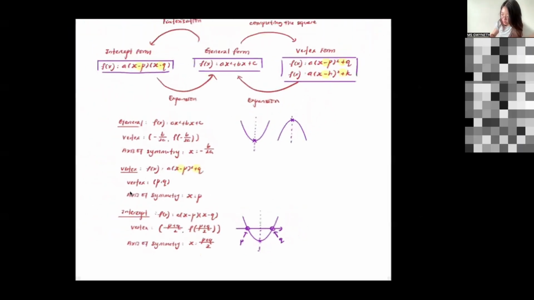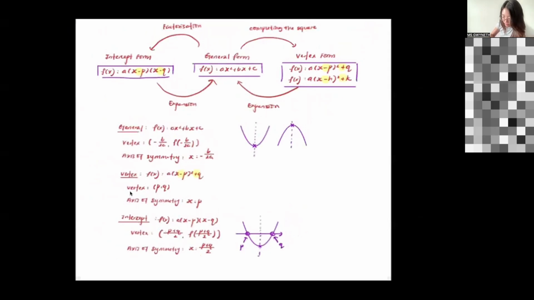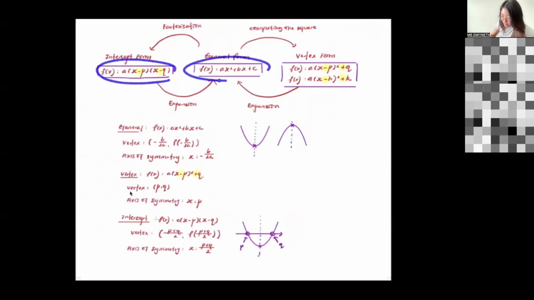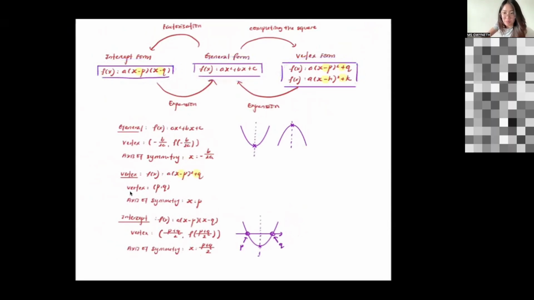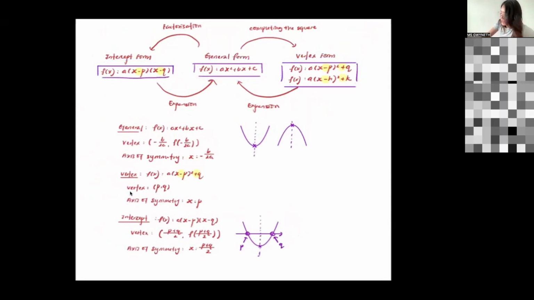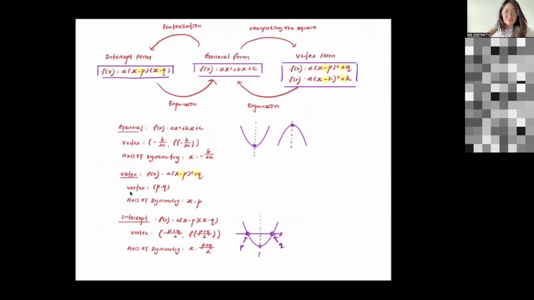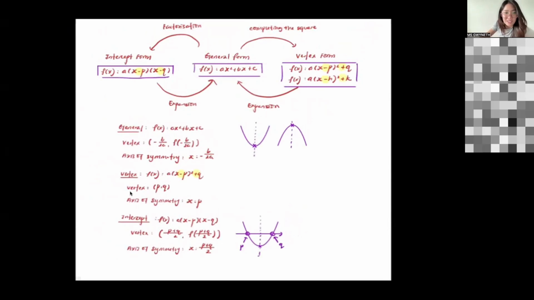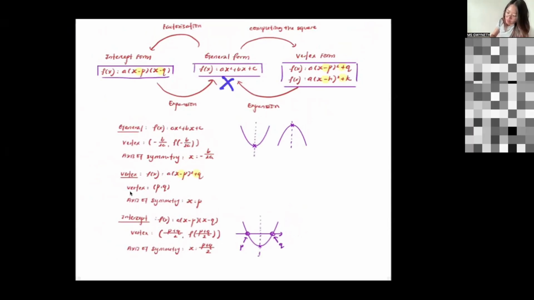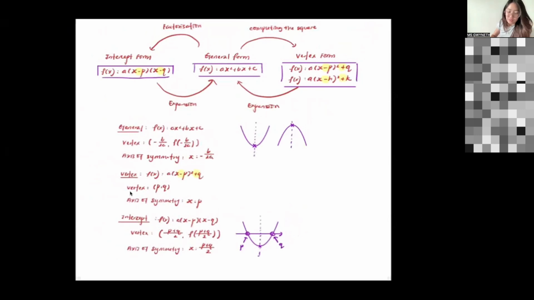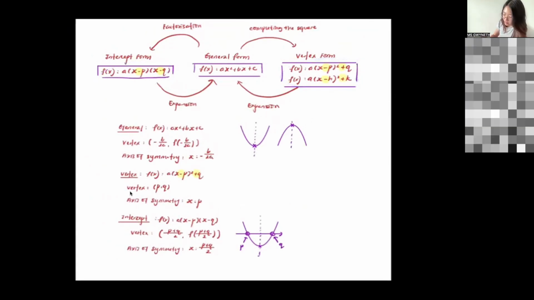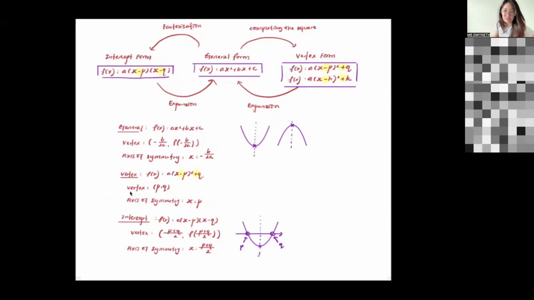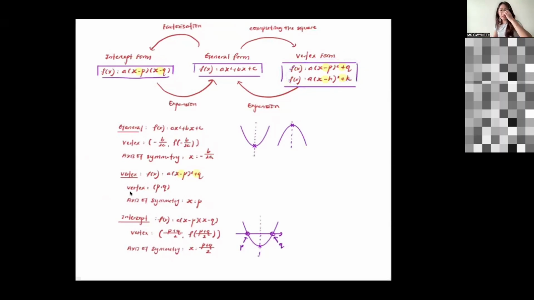So my advice here, please remember the original look of each form. I don't care, you need to memorize. For general form, no need to memorize, you already know. It's just the vertex form or intercept form. These two are the same, just different letters. All good?